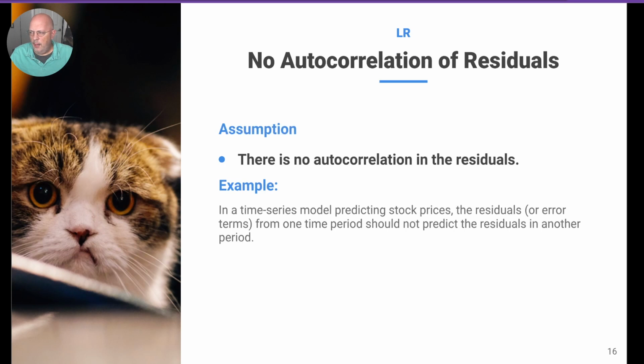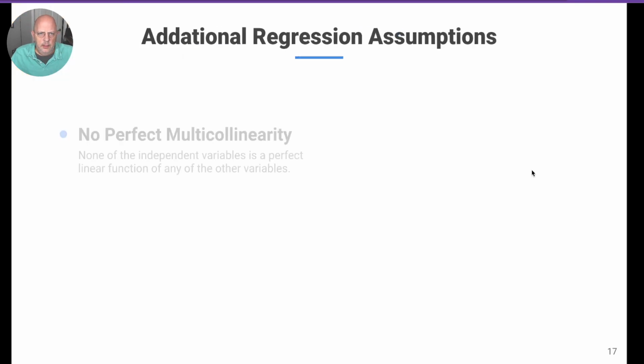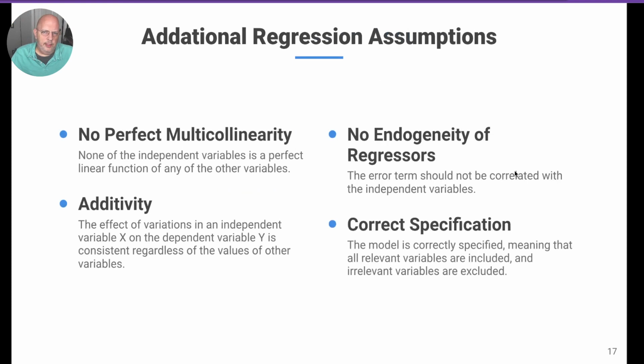This is time series related more than anything else. We'll see in a time series model predicting stock prices, the error from one period should not predict the error from another period. I think that makes sense. Additional regression assumptions, additivity. So yeah, those are the ones I thought about over the last couple of weeks or so. The ones I saw that were errors.